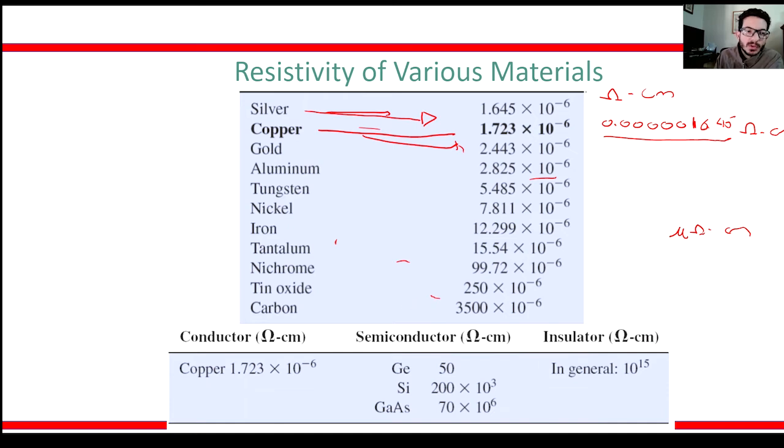That's why if you have a circuit that has wires that are made of copper and you have a resistor which is mostly made of carbon, you have a very low resistance and then it increases basically 3500 times. And then you have resistors made of carbon. This is a huge resistance compared to silver.